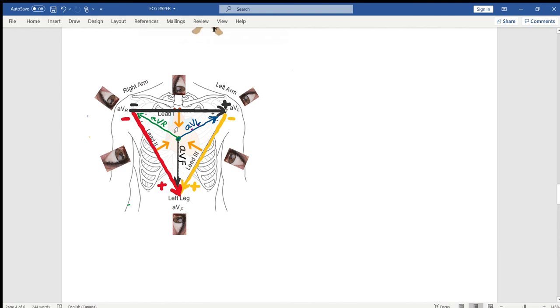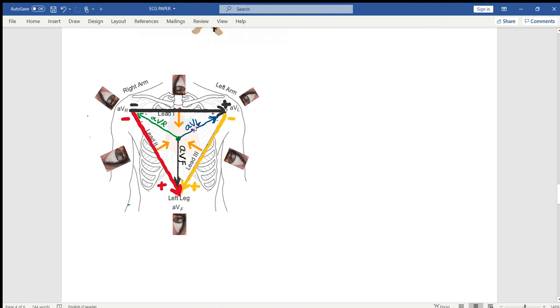This negative electrode is made up of the combination of the other two. This is all done by the machine. Actually, we are not doing all these things; this is done by the machine automatically. Similar is the case with AVL. You place the AVL positive electrode on the left shoulder and the negative electrode over here. So this AVL, augmented voltage lead, which is placed over the left shoulder, is looking at the heart from this direction.